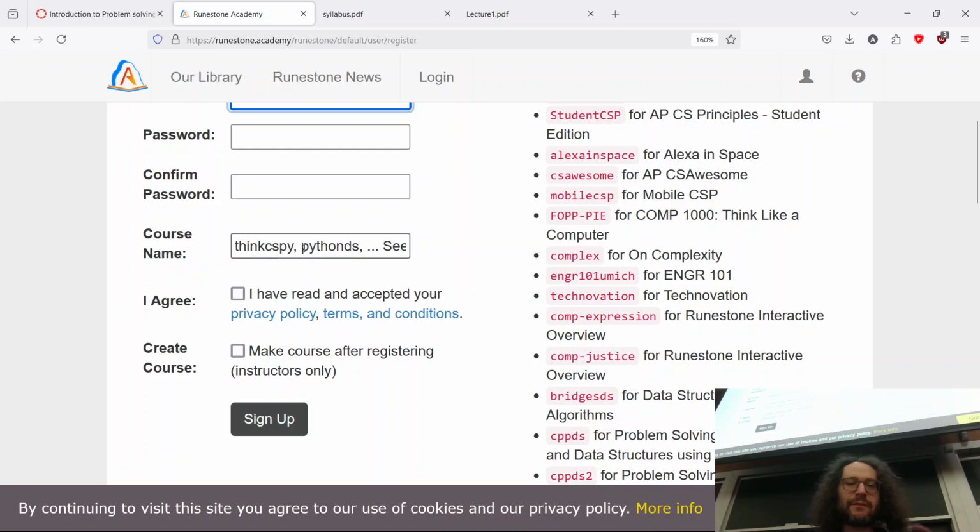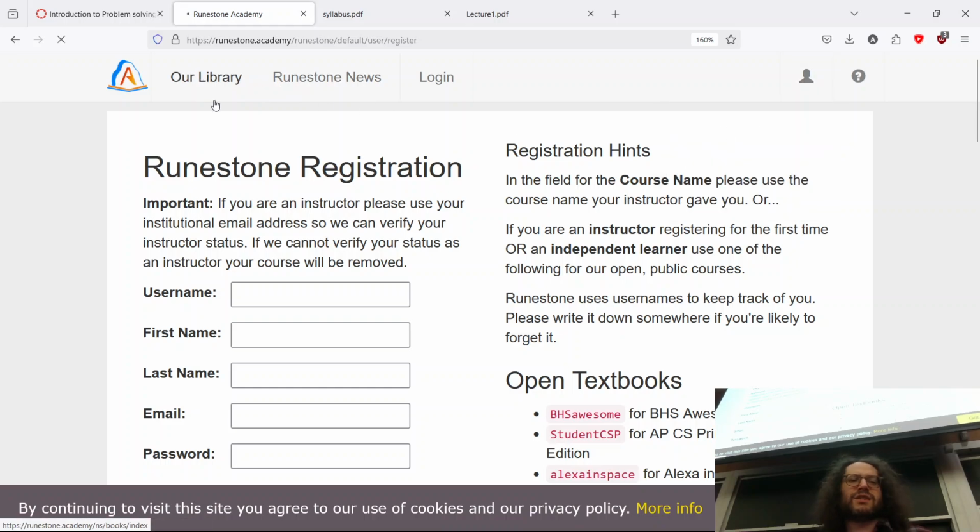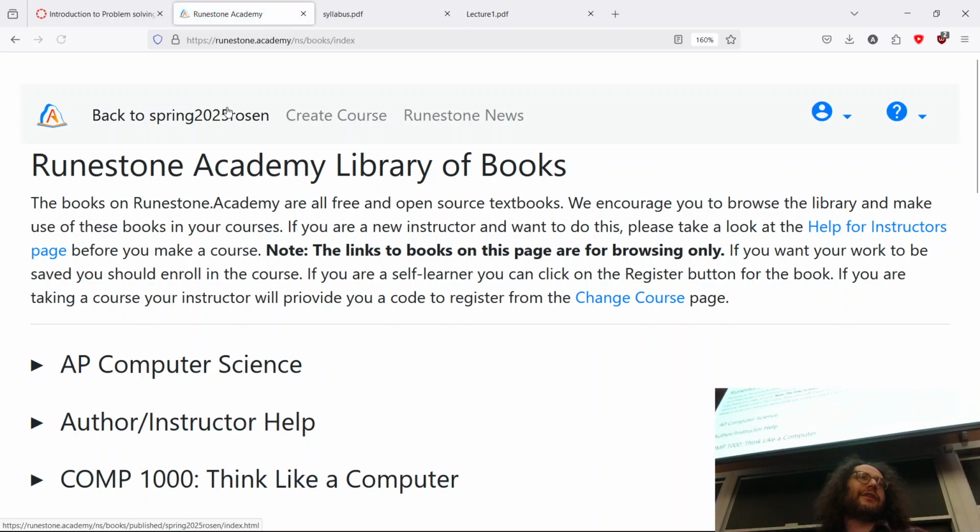And then in the course name, we would do spring. Not sprung, spring. I swear I know how to spell. 2025 Rosen. And that's it. You're signed up for a textbook. Be sure to do that before next class because we're going to work out of the textbook next class.